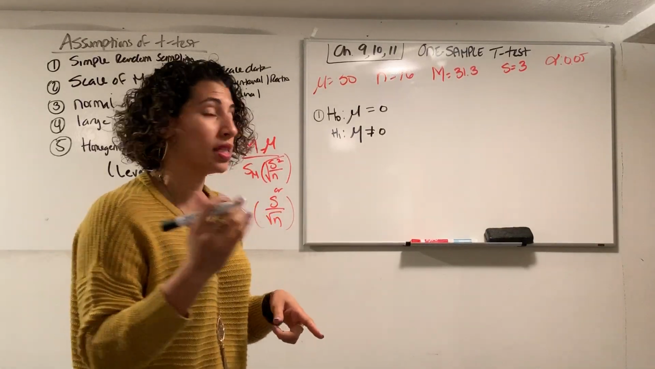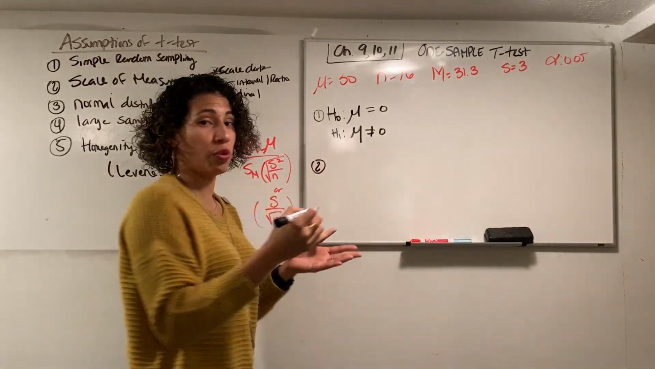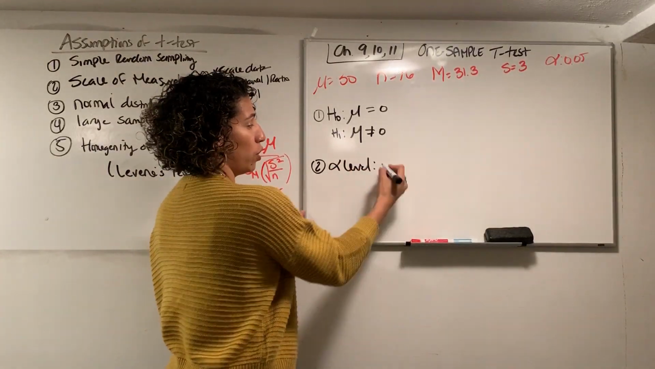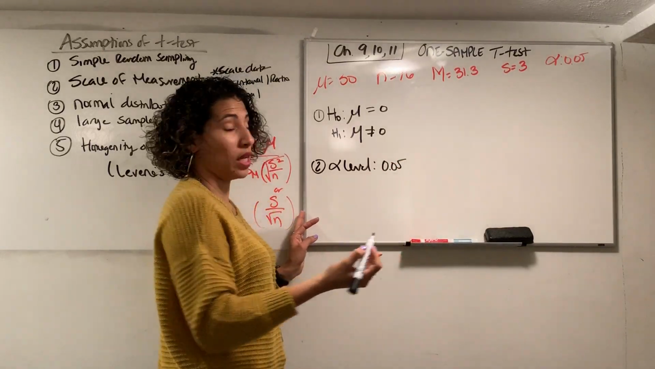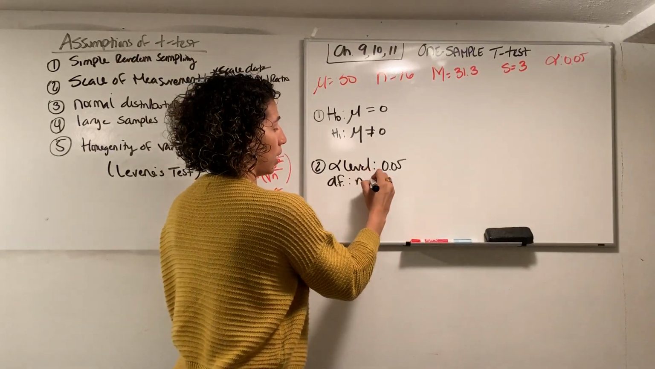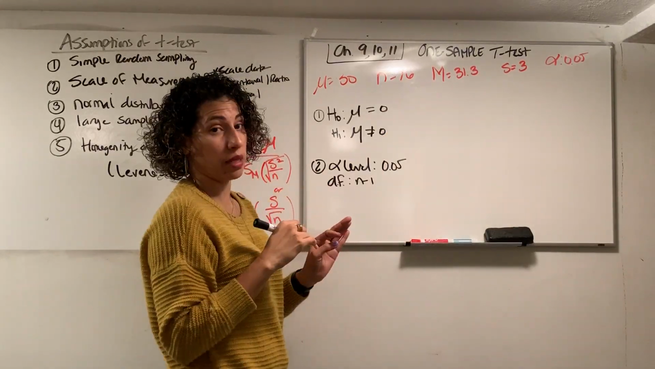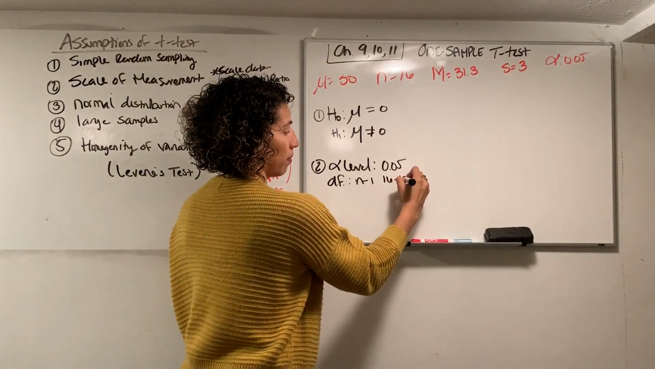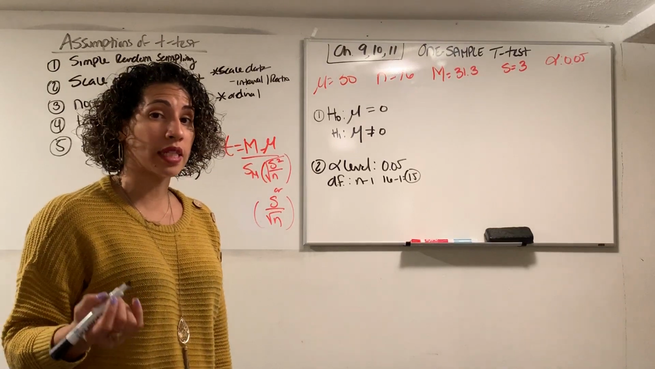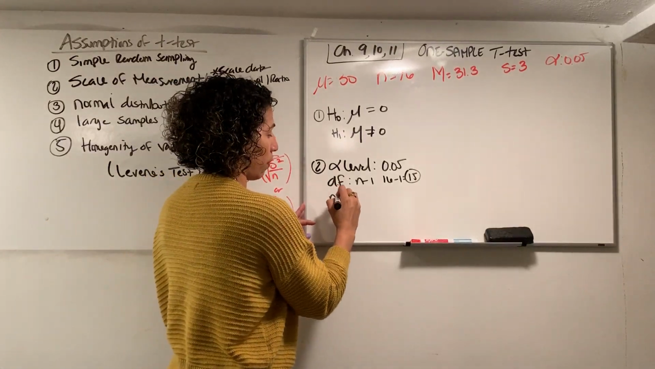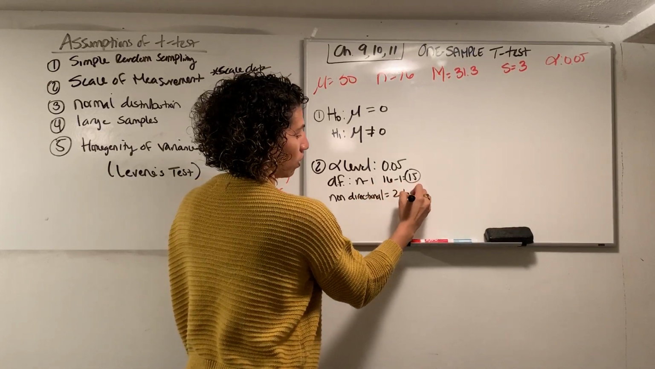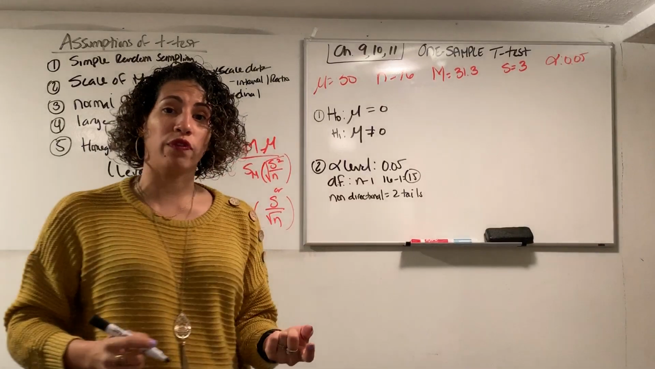And that's really important because step 2 has to do with setting your criteria. And the criteria is the alpha level, which we know is 0.05. We need degrees of freedom, because remember, our sample sizes are restricted, which is the sample size minus 1. So we're going to do 16 minus 1. So degrees of freedom is 15. And we also have to think about how many tails we have. Here we have a non-directional, which equals 2 tails.